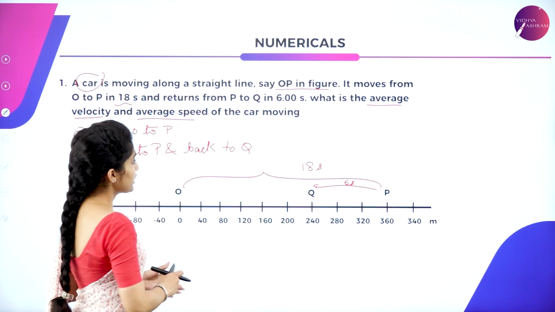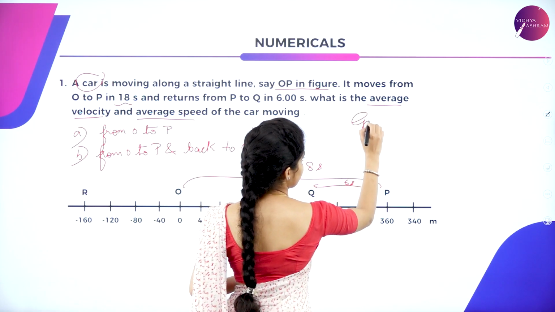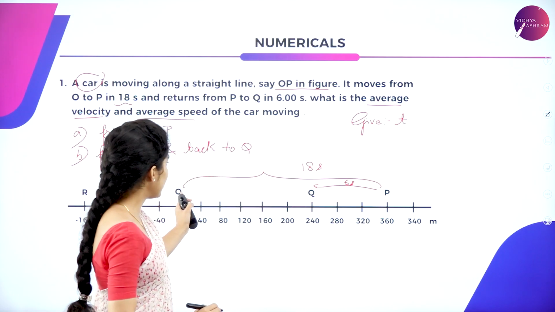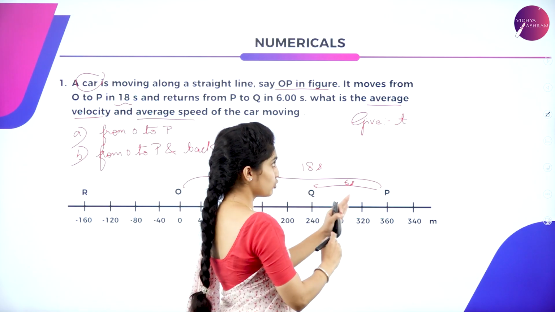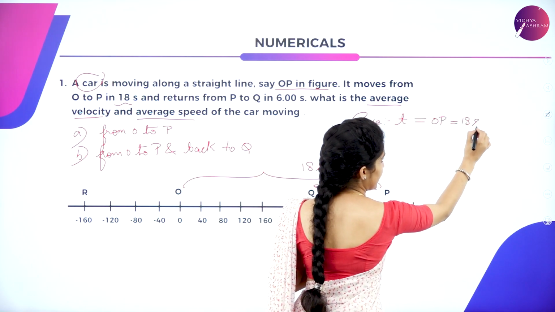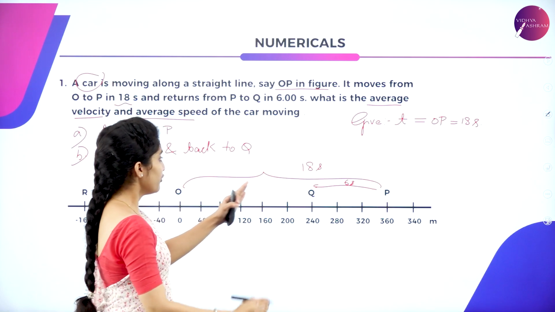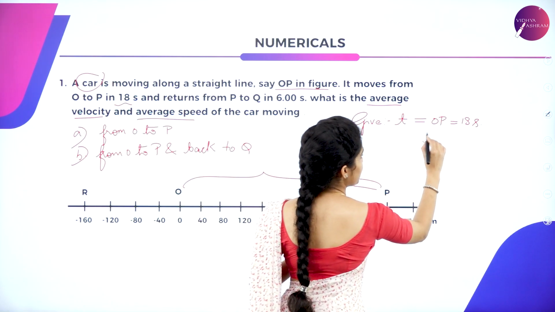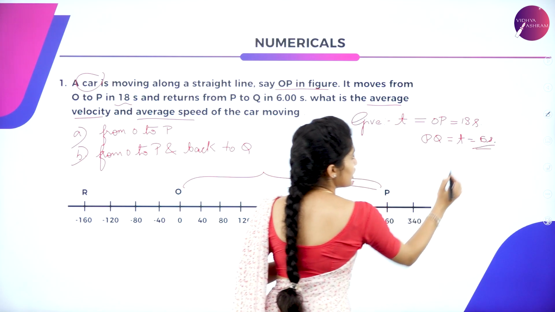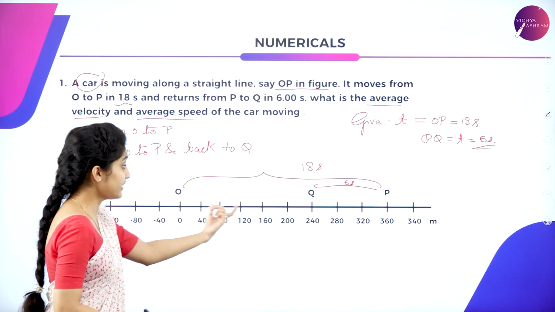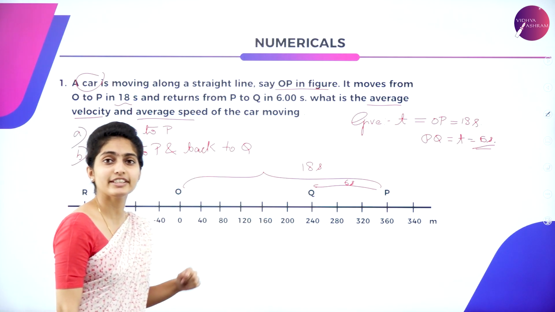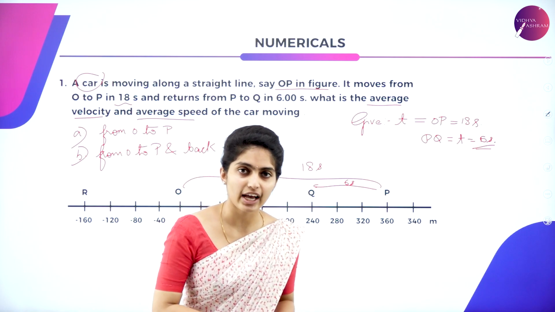Coming to the given terms. Time is given when it travels from O to P: time from O to P is equal to 18 seconds. And then from P to Q, the time is 6 seconds. So the time is given and the distance is also mentioned in the straight line graph itself, but we have to find out average velocity and average speed.